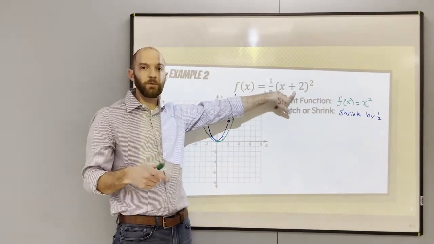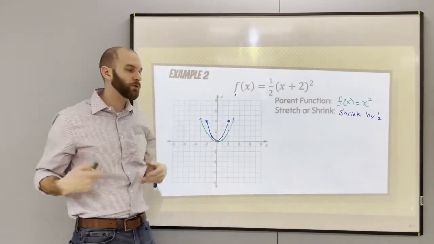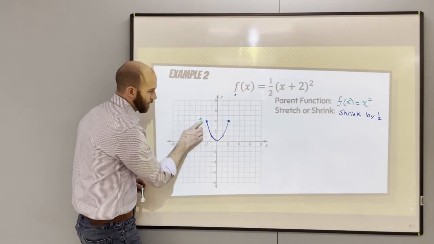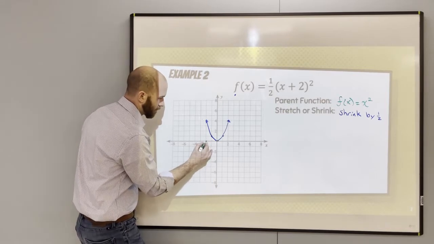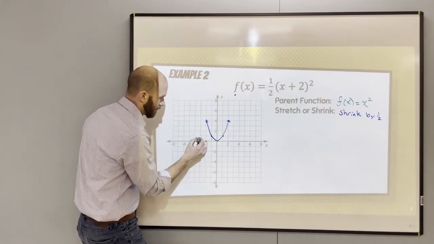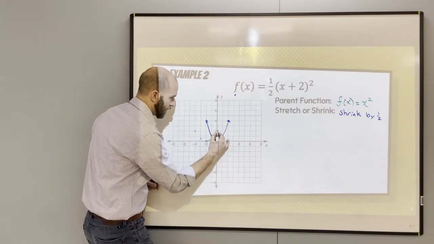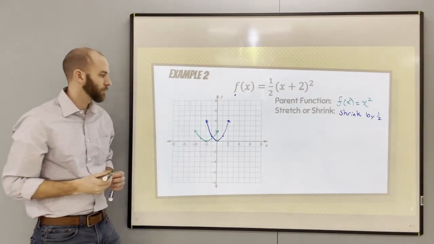Now the other thing we also want to consider is this plus 2. That plus 2 tells us that we have a horizontal translation of 2 units. We're going to go 2 units to the left. So I'm going to erase this green graph. We're going to go to the left 2 units. 1, 2. And the next one was at 2. So here's our new graph. We see that it is still wider than our original.